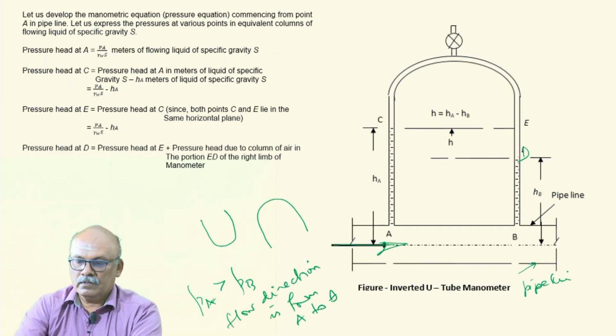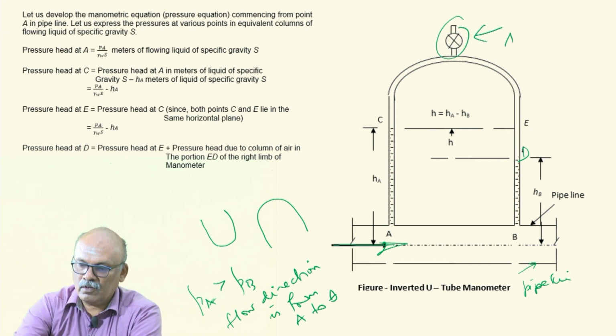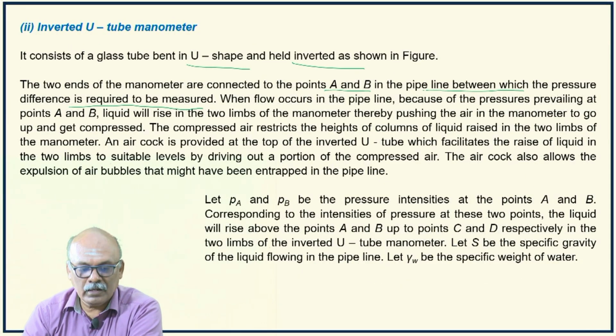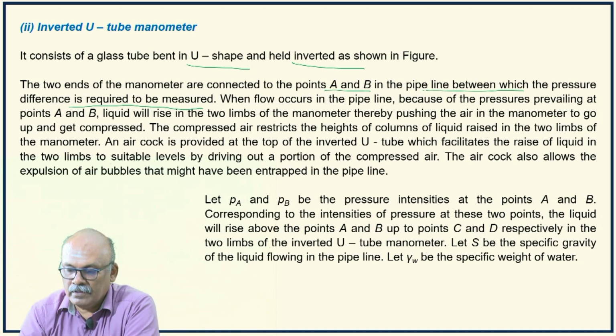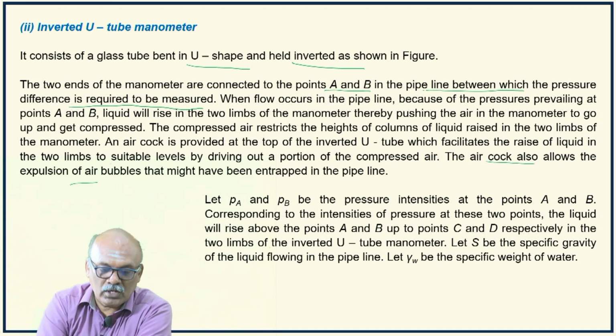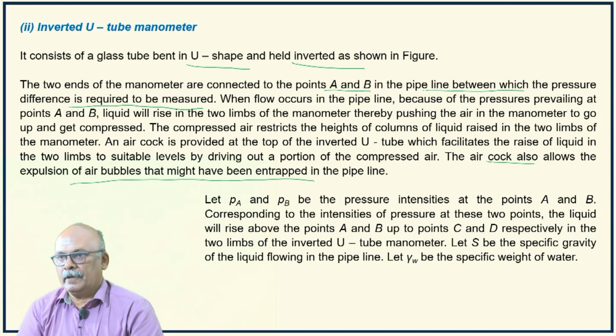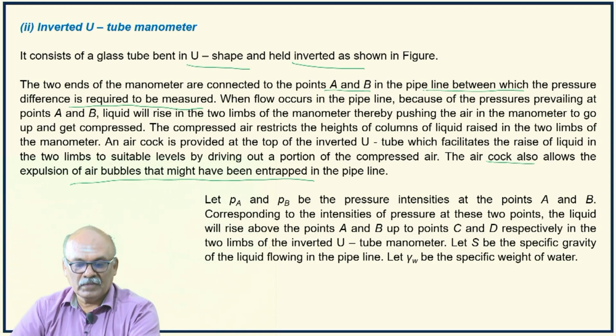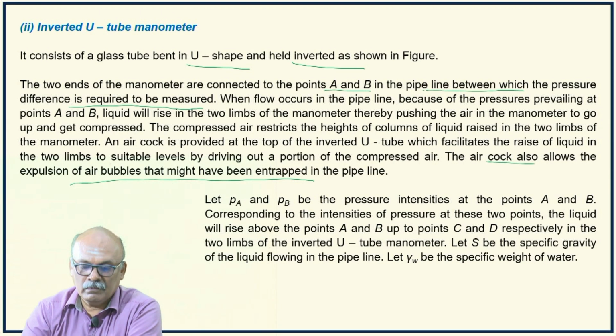So an air cock, this is the air cock, right? So what is the purpose of providing an air cock? The air cock is provided at the top of the inverted U tube, which facilitates the rise of liquid in the two limbs to suitable levels by driving out a portion of the compressed air. The air cock also allows the expulsion of air bubbles that might have been entrapped in the pipeline, so that there is no differential column due to the air entrapped. The air entrapped must be released, right?